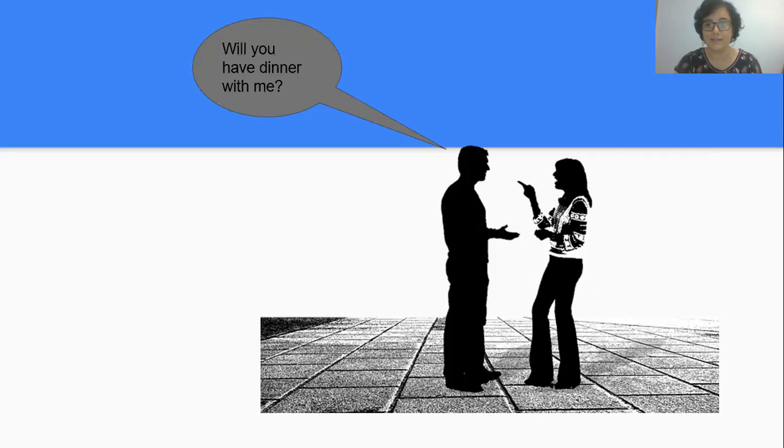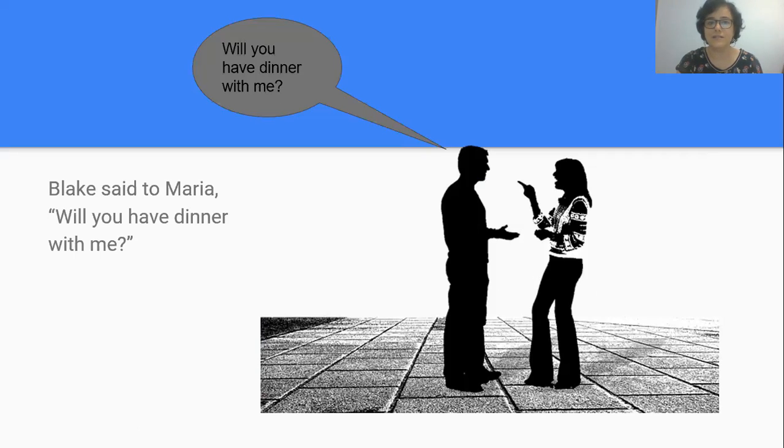It's asked. So first let's write it in direct speech. Blake said to Maria, let's pretend that he's Blake and she's Maria. So Blake said to Maria, "Will you have dinner with me?" He's asking a question. So slightly different here. You don't use a full stop at the end of it. You use a question mark because it is a question. The rest stays the same. You have a comma, you have speech marks like you always did.